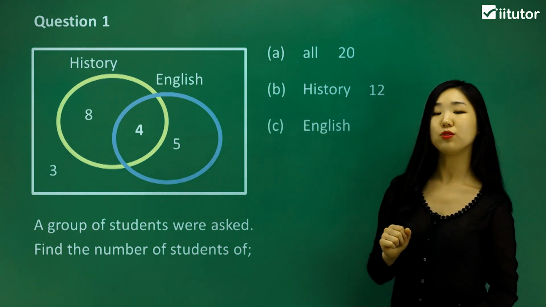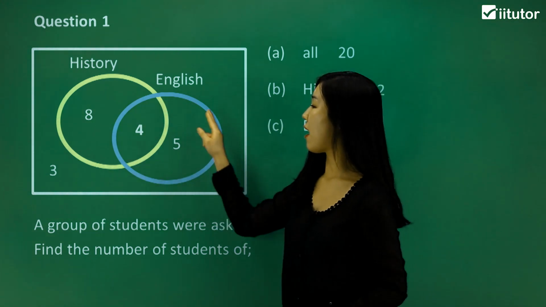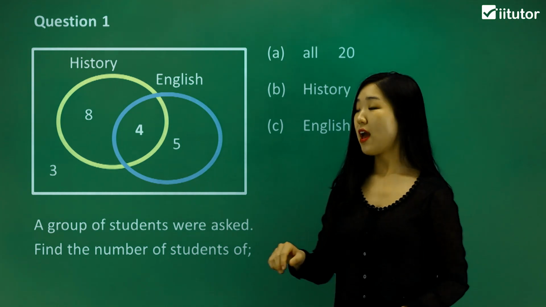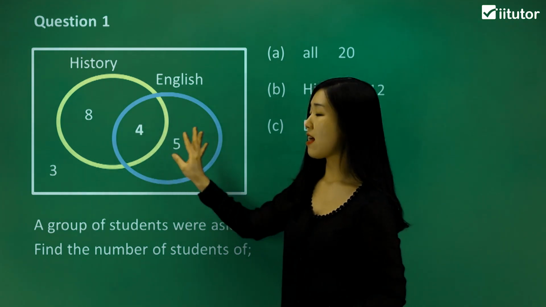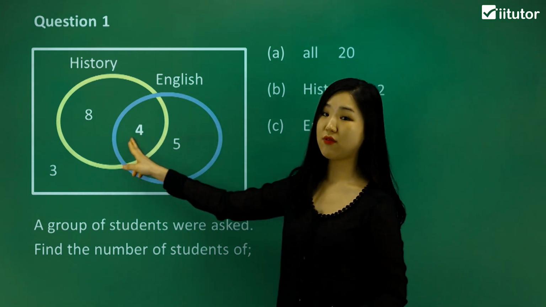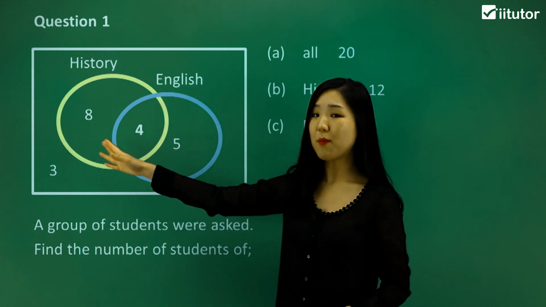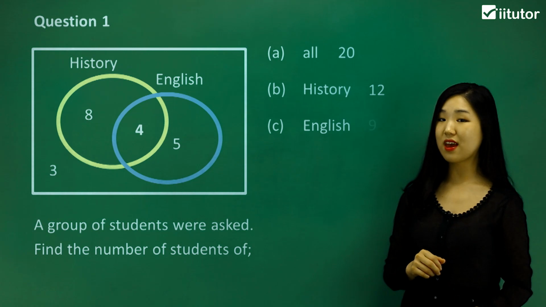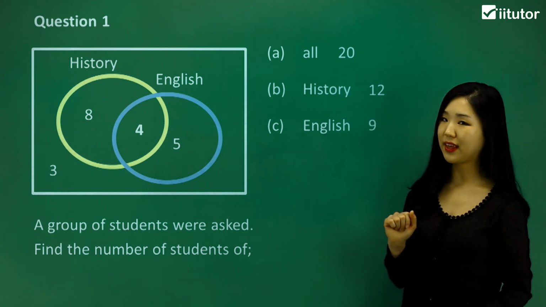Now, English. English would now be represented by this blue circle. The blue circle represents the students who do English. So any students that are within that circle would all count. So it'll be 5 as well as the 4. These 4 do history as well, but they also do English, so they still count. So 4 and the 5, if we add them together, we get 9. So 9 students do English.